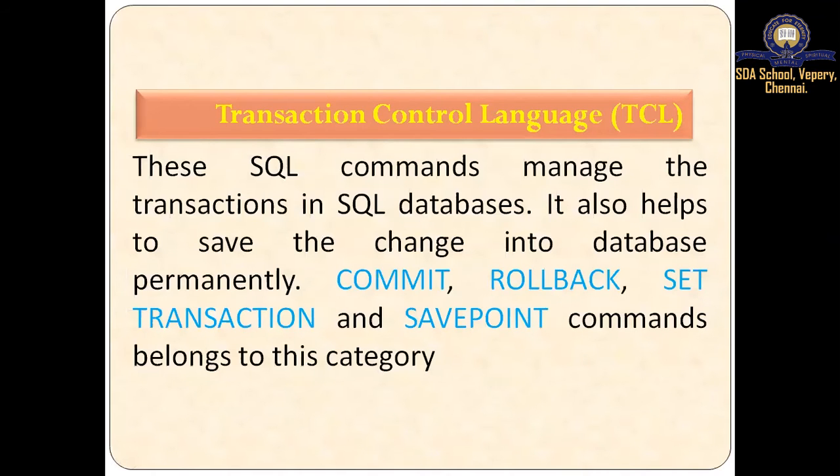Transaction control language. Of course, these languages are used in SQL for permanent changes. What you make in the database must be saved in the database. To make those changes, we use transaction control language. This language contains 4 commands: commit, rollback, set transaction, save point. So these are the 4 commands related with transaction control language. Clear? Set transaction, commit, rollback, save point.